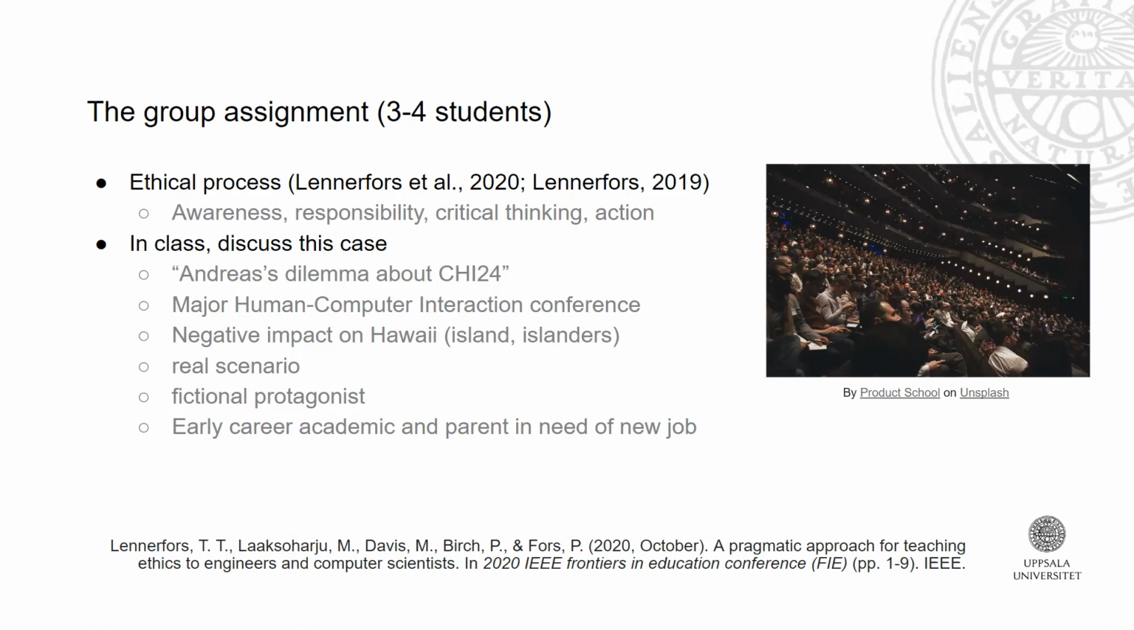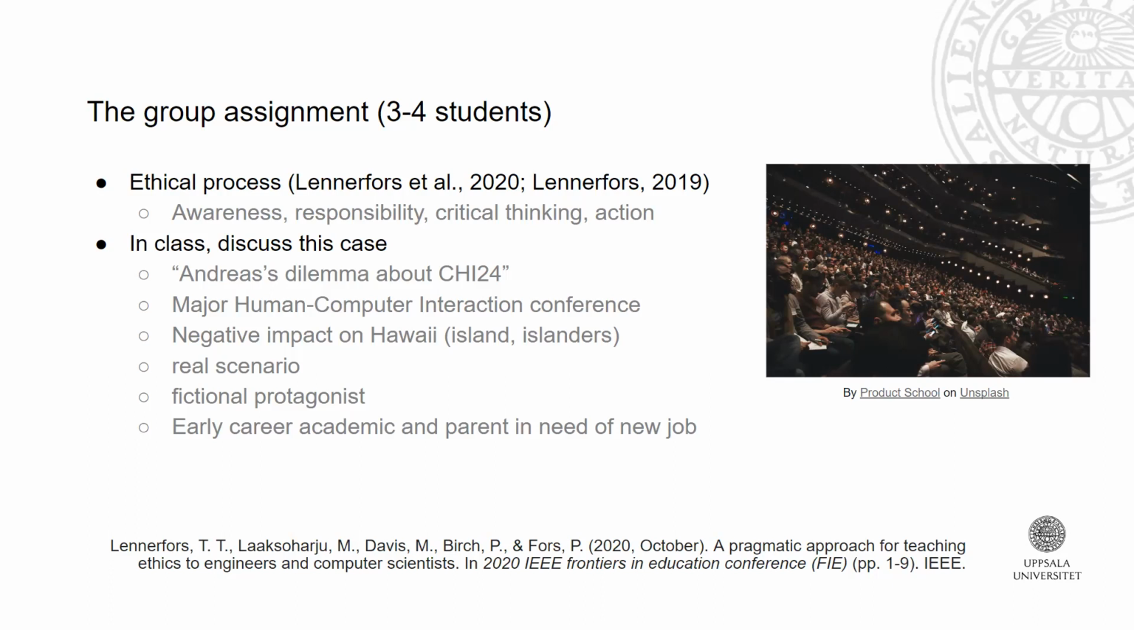So I give them a dilemma that we call Andreas's dilemma about CHI 24. If you're not familiar with this conference, it's a major conference in human-computer interaction. And it's been quite controversial that the organizers decided to hold it in Hawaii in 2024. When this was announced, part of the community was saying this can have a very negative impact on the island or the islanders. They talk about sustainability. There were many different factors being talked about in, for example, social media. So that part is a real scenario, but we give them a fictional protagonist.